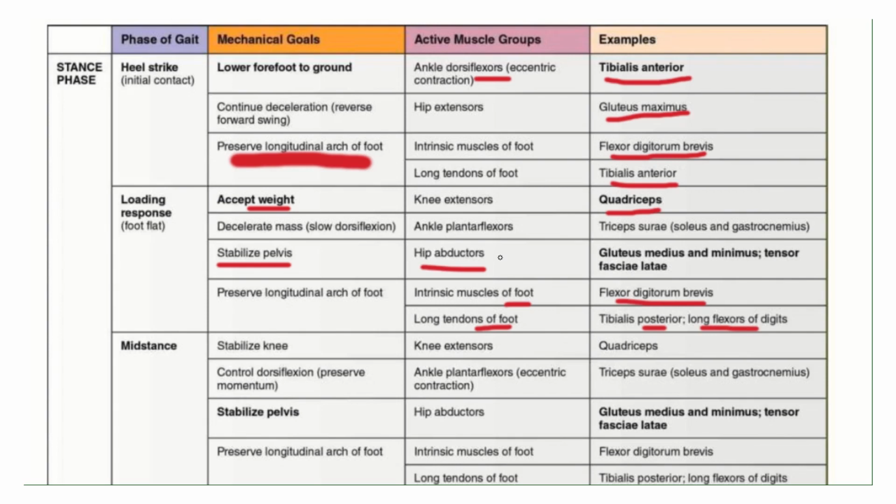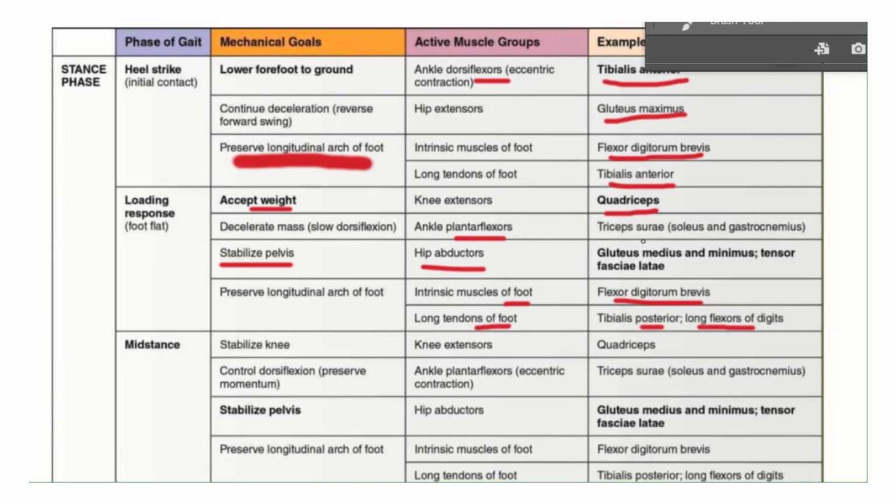It is important to know that to slow the dorsiflexion and to decelerate our limb, the ankle plantar flexors like triceps surae, soleus and gastrocnemius will be working together to decelerate our limb and make it ready for the next phase, or for liftoff.